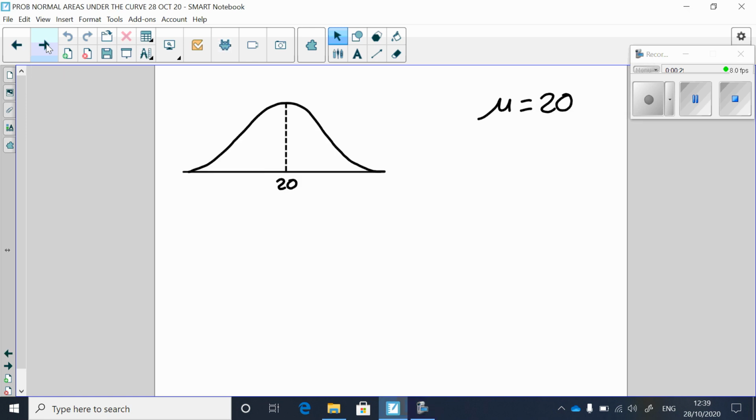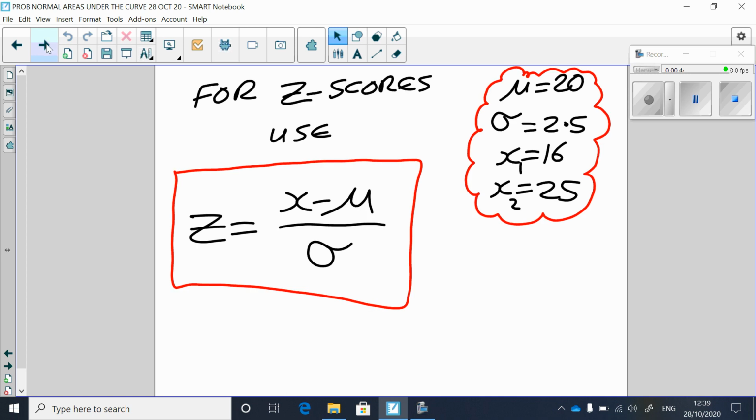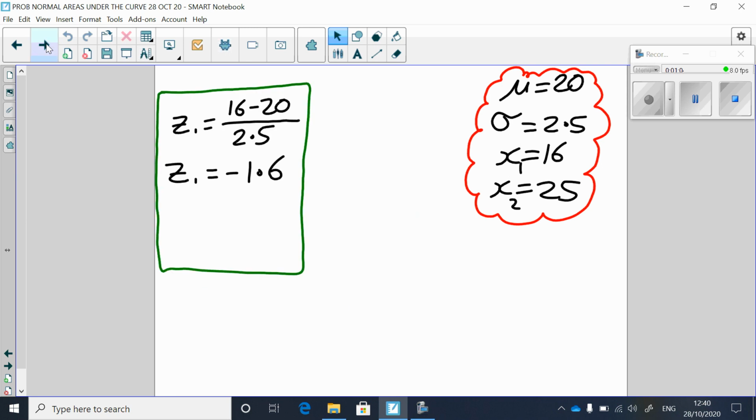I've picked an arbitrary mean value of 20, and I forgot to put sigma down here, but I can tell you it's 2.5. You'll see that in the examples that we're going for here. Throughout all these problems, my mean is 20, standard deviation sigma is 2.5, and my two x values are 16 and 25. So I'm just going to get my z scores for both of them.